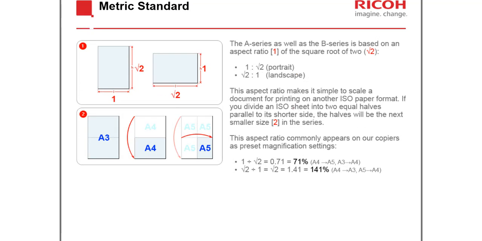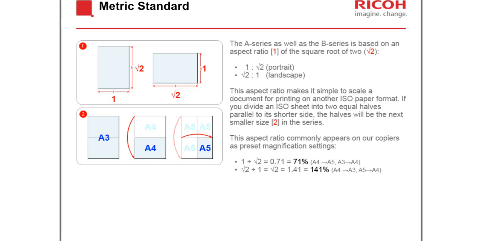The A series as well as the B series is based on an aspect ratio of the square root of 2. This aspect ratio makes it simple to scale a document for printing on another ISO paper format. If you divide an ISO sheet into two equal halves parallel to its shorter side, the halves will be the next smaller size in the series. This aspect ratio commonly appears on our copiers as preset magnification settings. 1 divided by the square root of 2 equals 71%, and the square root of 2 divided by 1 equals 141%.